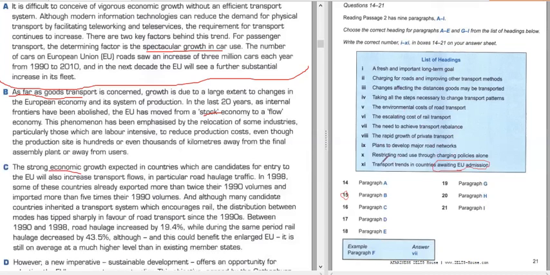Restricting road use, no. Plans to develop major road networks, the rapid growth of private transport. It's not talking about private transport or something. The need to achieve transport rebalance, we need to achieve this, growth is due to this. The escalating cost, the environmental cost, taking all steps necessary to change transport patterns.